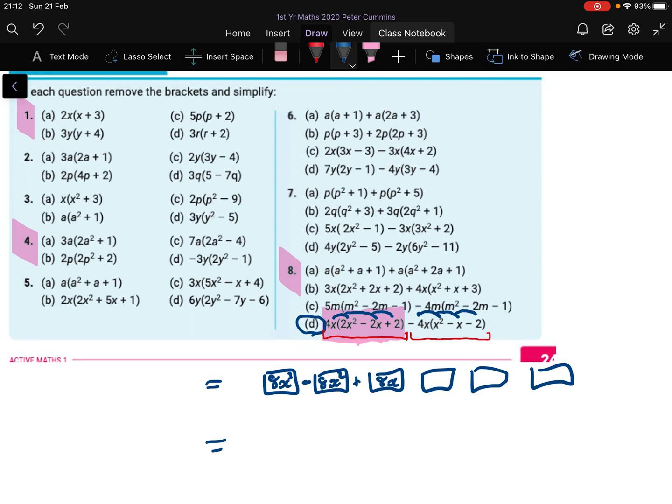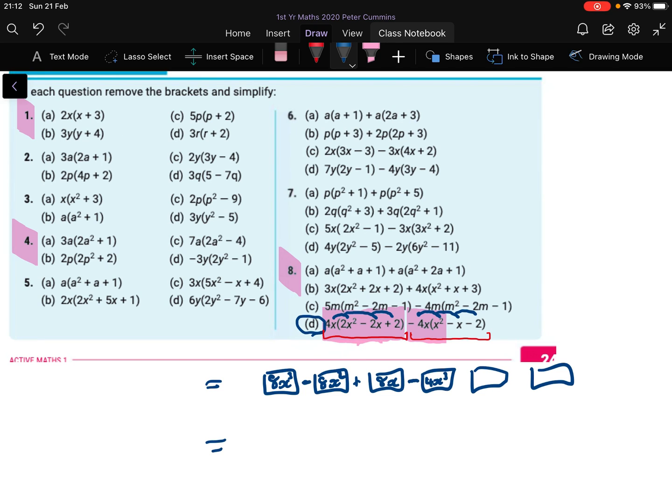Our first one, minus 4x multiplied by x squared. So I say, well, a minus by a plus straight away. A minus 4x by a plus x squared. So the signs are different, so the answer is going to be minus. And 4x by x squared gives us 4x cubed.